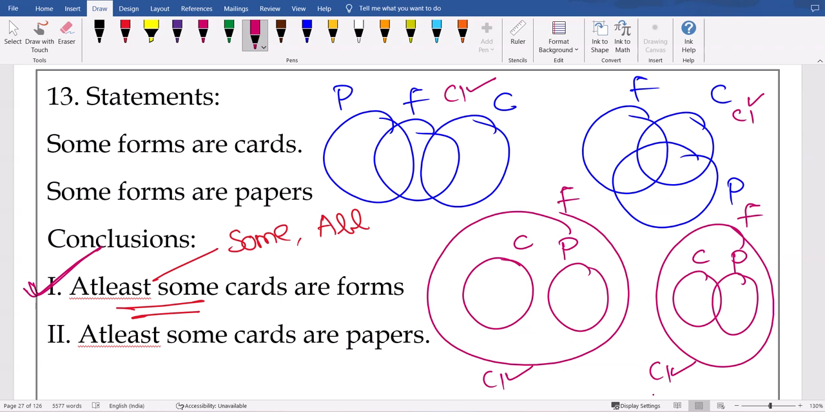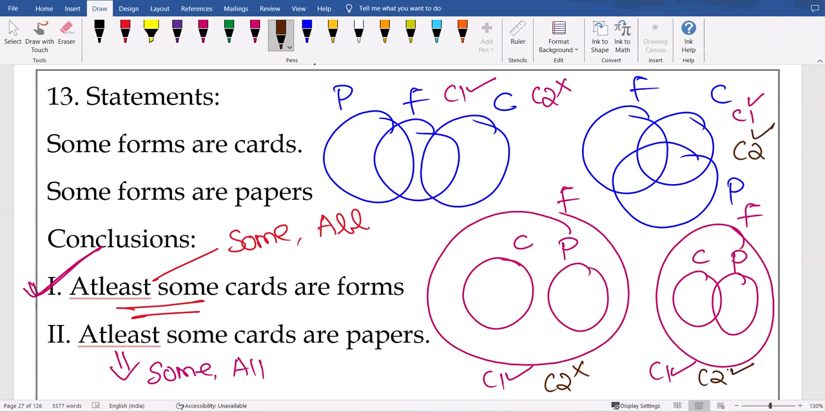Okay. What about the second one? At least means some, or I can go for all. All chords are papers failed in the first diagram itself. First diagram, chord and paper are not connected. Here also failed. In the below one failed. But here it is true. Here true, here true. True in two diagrams, fail in two diagrams. But fail in even one diagram, we remove it. So answer: only one follows.